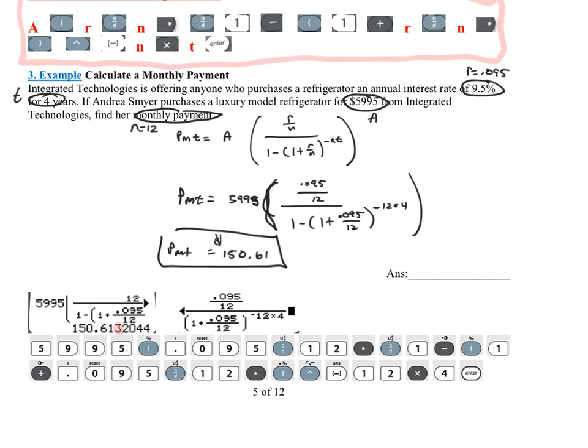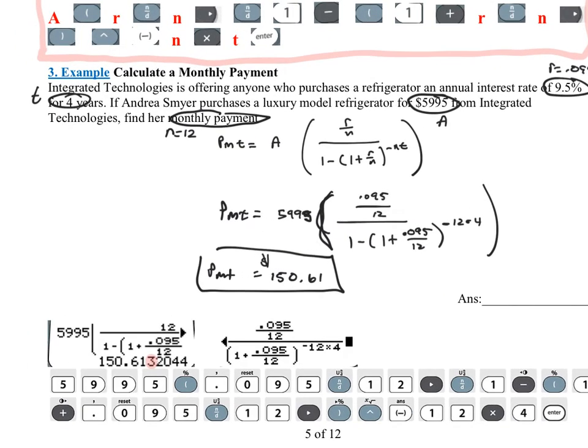$150.61. I want you to see something real quick. It's not really part of this problem, but I want you to see what's going on here. Why would this company want to loan me money? Well, remember the price of this refrigerator was supposed to be $5,995. This is not part of the problem. I'm just asking you to extend it. How much money did you really pay for this fridge?